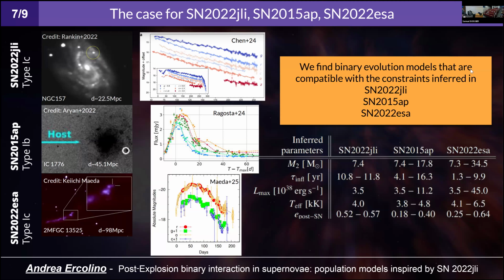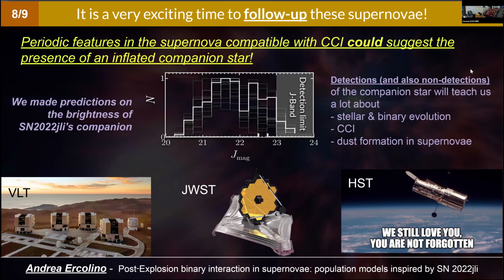Knowing the properties of the companion star means not only knowing its mass, but also its luminosity, its effective temperature, and so on. Which means that if we know how the companion star of the supernova would look after the explosion, we can then make claims on whether or not we should be able to still observe the companion star today. And so we made predictions on the brightness, for example, of supernova 2022JLI's companion star.